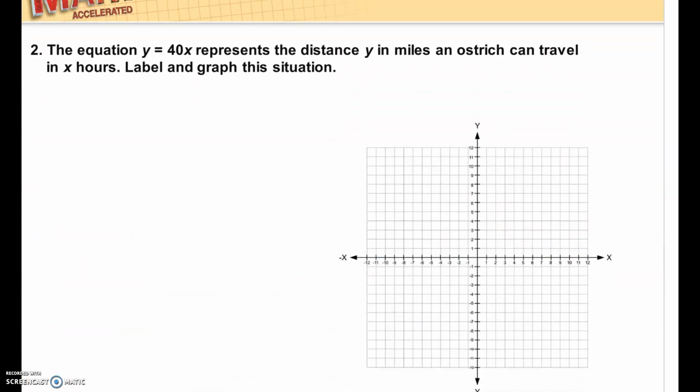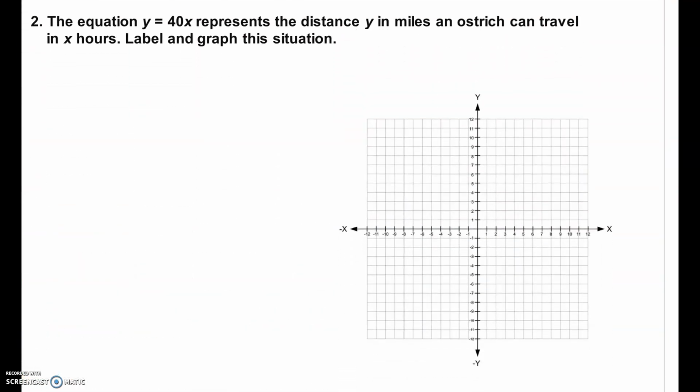Okay, next one. So the equation y equals 40x represents the distance y in miles an ostrich can travel in x hours. So let's label our axes first, then we can look at how to graph this. So this is in y equals mx plus b form already. We just don't have a b value, just plus 0.